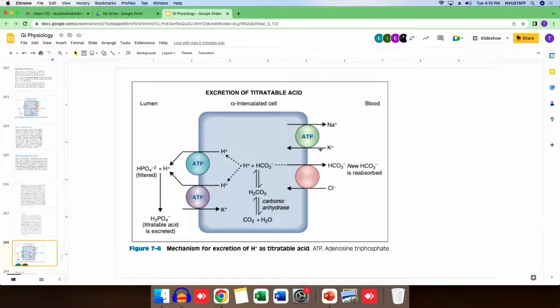And on the blood side, as we created bicarbonate, it is going outside the cell through the chloride channel. There are no two or three ones, there is just one chloride channel. And here we have the sodium potassium exchanger. Every time one H is going out, one HCO3 is reabsorbed back.